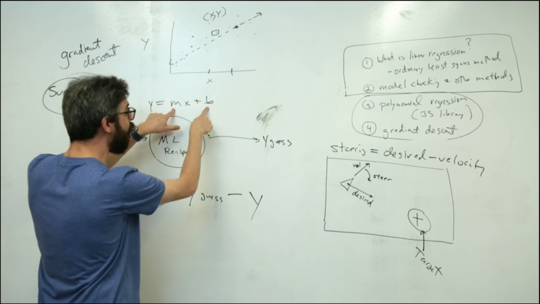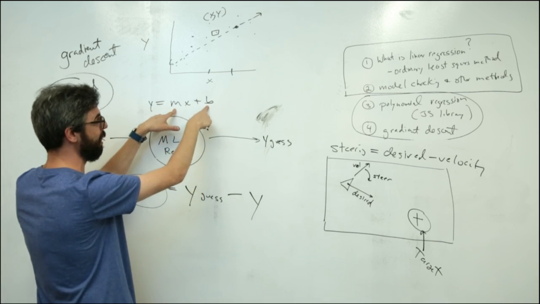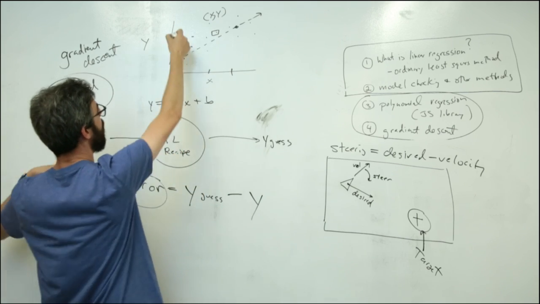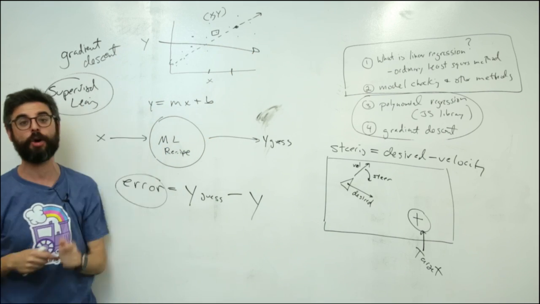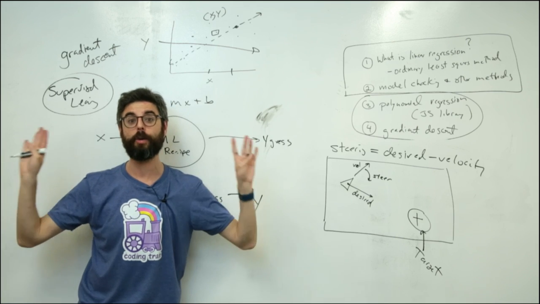And I can just start with random values for M and B. So I don't know what it'd be. I'm going to just put a line here, and then I can start moving the line around according to the error as I go through all the data. So this is what we're trying to do.